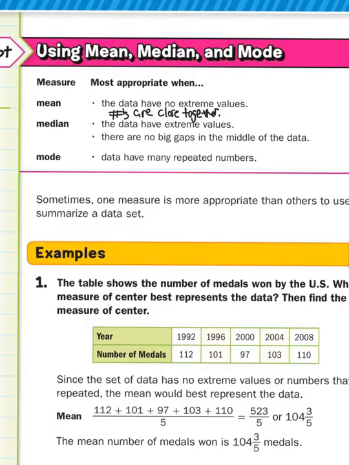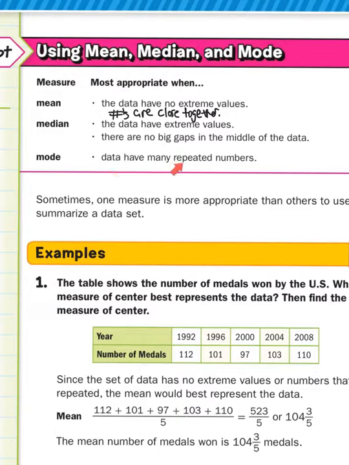Now median is kind of like you go with median when you don't go with mean, or you go with mean when you don't go with median. So if there are extreme values, numbers that are much bigger or much smaller, then you choose median. Because when you find the median, you get rid of the little, big, little, big. It's just going to get rid of that extreme value and it won't affect it. Also, if there are no big gaps in the middle of the numbers, you'll choose median. But the main thing to worry about is if there are extreme values. So, no extreme values, mean. Extreme values, median.